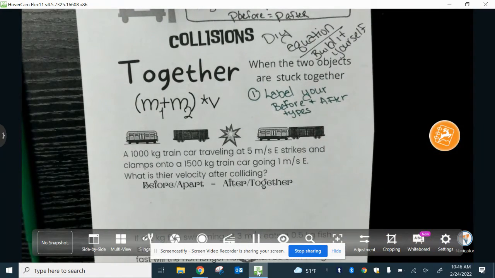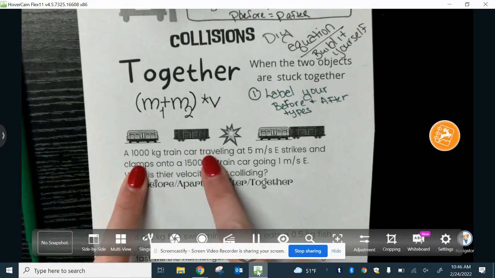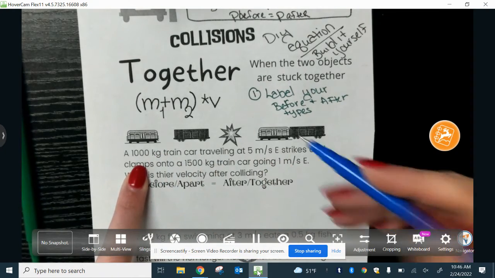All right. So for our examples today that we're working through, I put pictures. Know that there's not always going to be pictures. We have a 1,000-kilogram train traveling at 5 meters per second east.